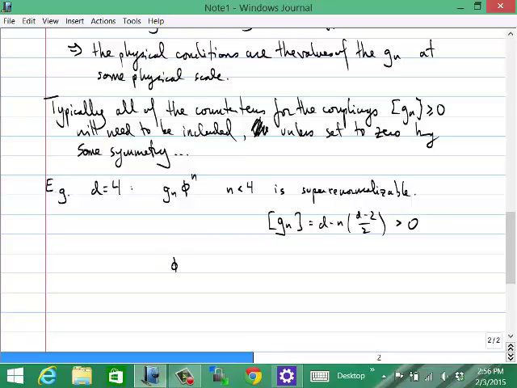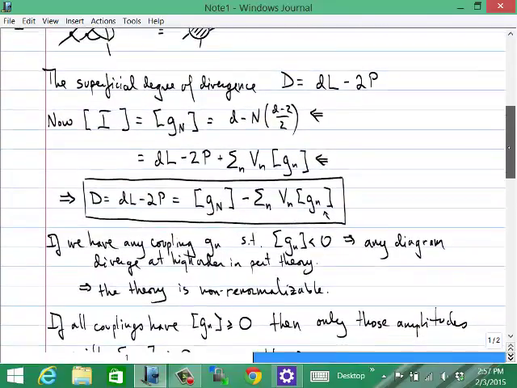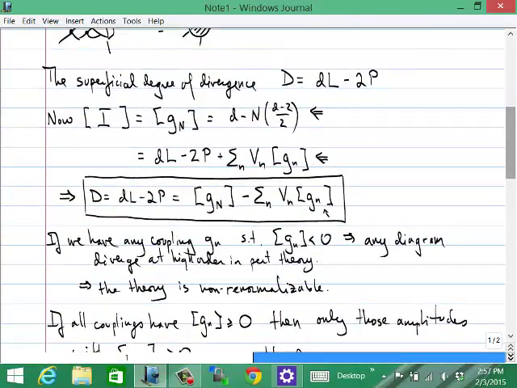So for example, in phi-4 theory, the theory is renormalizable. And the coupling constant, I guess we often call it lambda, not g, is dimensionless. Yes? So can you explain again why the dimensionality of the diagram is equal to the dimensionality of the coupling constant? Let me understand. Why is the dimensionality of I equal to G?